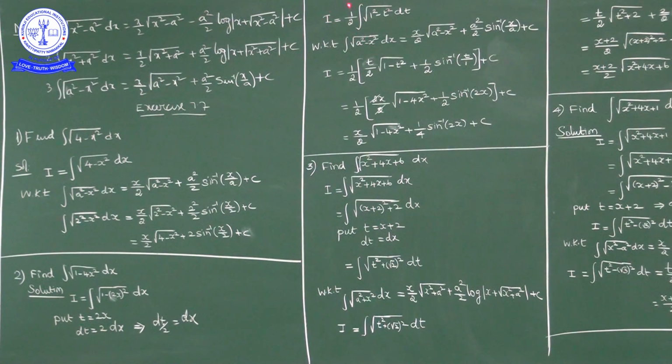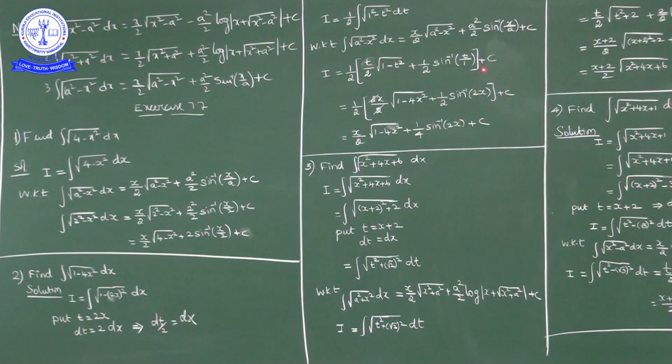So what will we get? I is equal to this half as it is, half into x by 2, now in place of x we will write t. So t by 2 into square root of 1 square minus t square, plus a square by 2. a is 1, so a square is also 1. So 1 by 2 into sin inverse of x by a. Here in place of x we have t, in place of a we have 1. So t by 1, plus c.